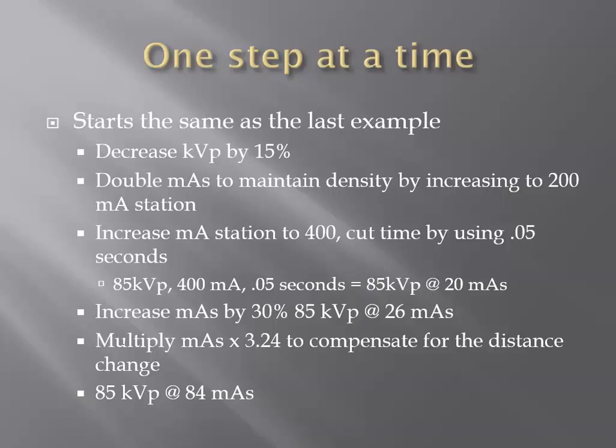And then again, you're going to work your direct square law formula for the change from 40 to 72 inches. And what you're going to use is the calculation at 3.24. Whenever you go from 40 to 72 inches, your change in technique should be 3.24, roughly 3.25, and your new technique would be 85 at 84.